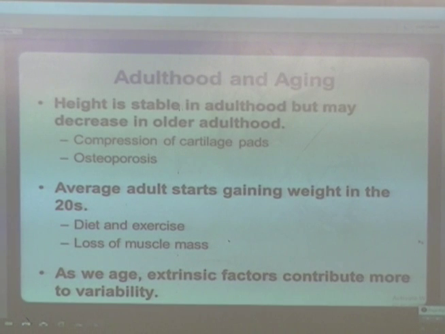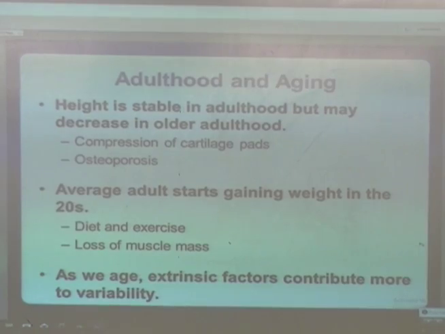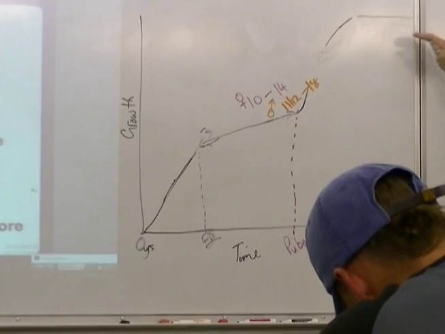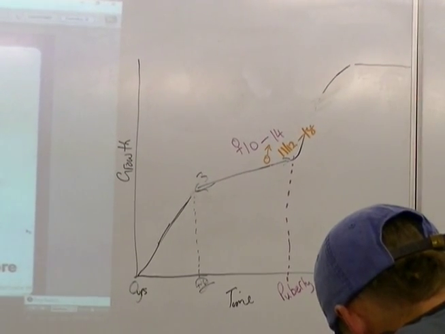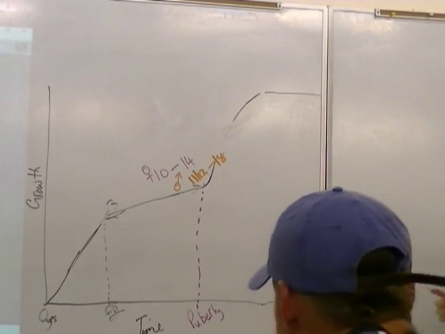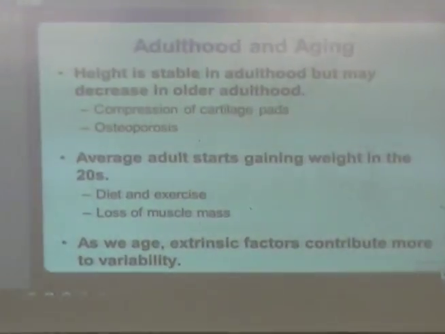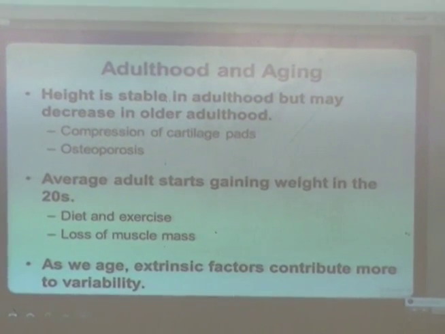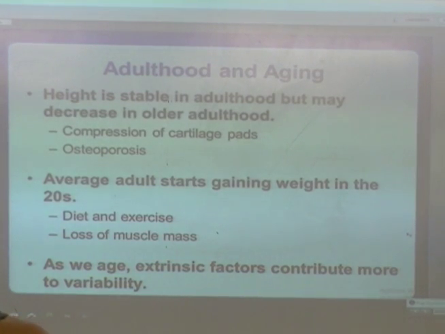When we look at weight, right, technically, weight should flatline here as well, right? You finish growing. Unless you're going to exercise and put on muscle mass, then weight should flatline. Well, we all know that's not what happens, right? Weight goes, okay? So the average adult, not you, because you guys are not average in any sense of the word, right? You are so far off average, it's laughable, okay?